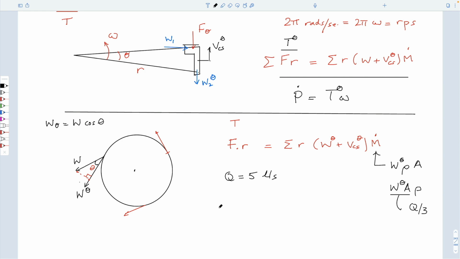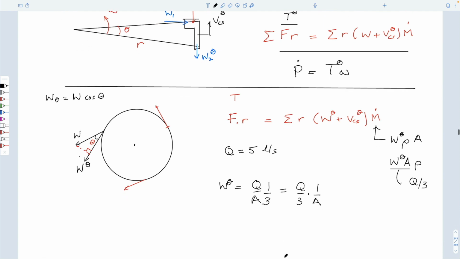So I guess let's make it easy on ourselves. So W theta is equal to Q over area times a third, right? Flow rate divided by the cross-sectional area of the nozzle is a velocity. It's a third of the flow rate. I guess we could write, out of each nozzle is coming a third of the flow rate, and that flow rate is divided by the area. Perhaps that's another way for us to write it. And we know what the flow rate is. We know what the area of the nozzle is.